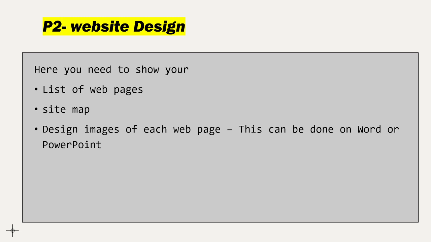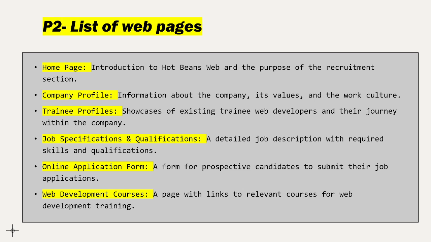Now, for your website design, these are the things we want to see: a list of web pages, your sitemap, and the design images of each web page. So the design images of web pages can be done on either Word or PowerPoint. When I say sitemap, I mean the movement of how you will move through your website. I'll show you in a minute. So these are some of the web pages I decided to use.